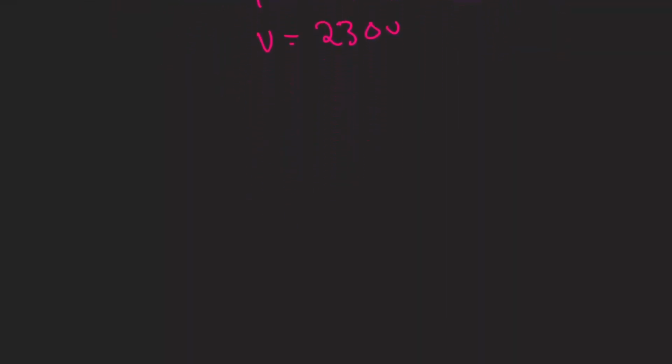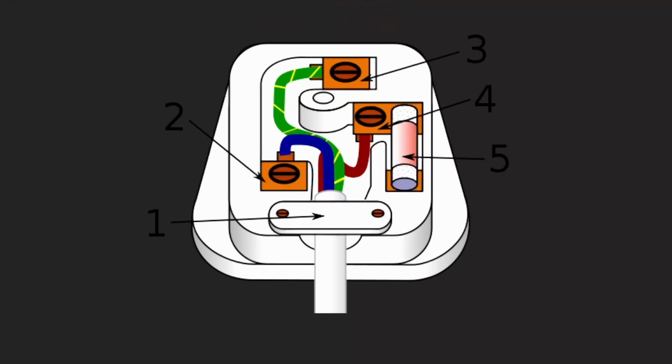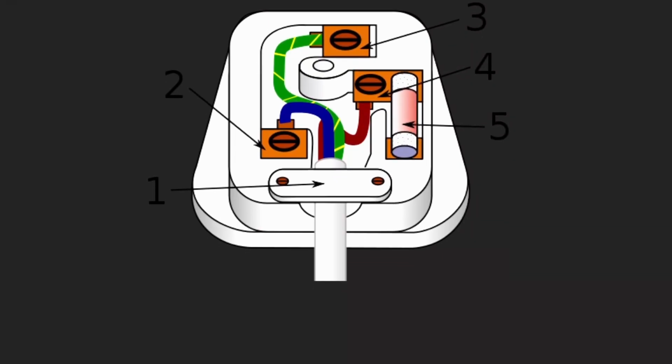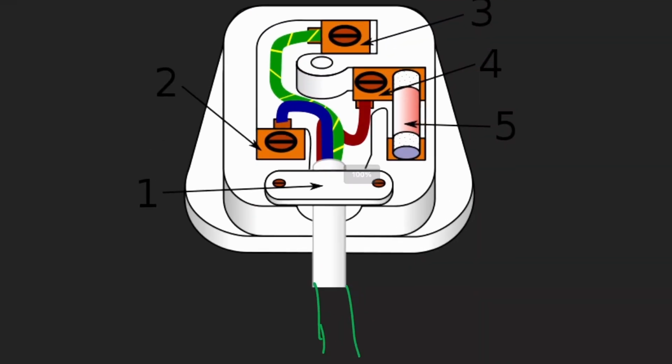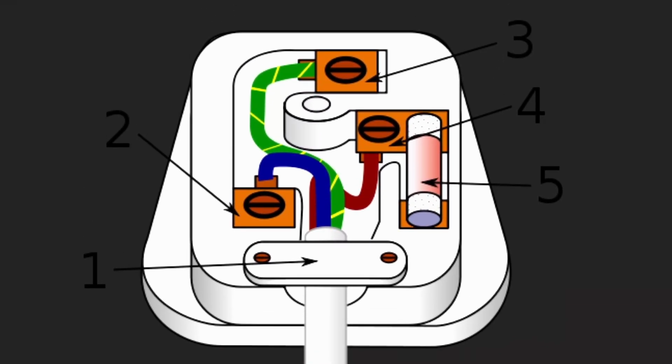So now let's have a look at how we would connect an appliance to our mains electricity supply. We have a diagram here of the inside of a plug, which takes this cable and splits it into the three different types of wire that we've got in here. This is what we call a 3-core cable: you've got the blue one, the green and yellow striped one, and the brown one. That's the three cores, and this is what all your UK plugs are made of.